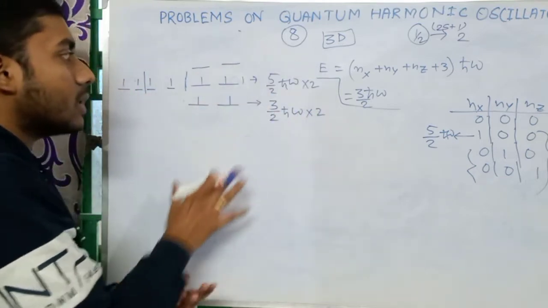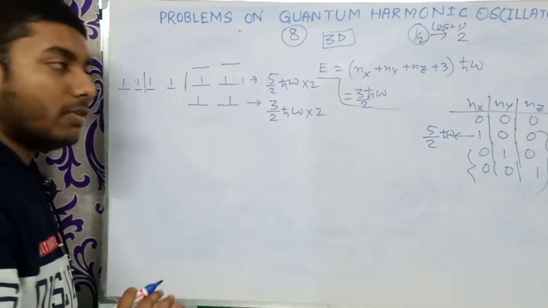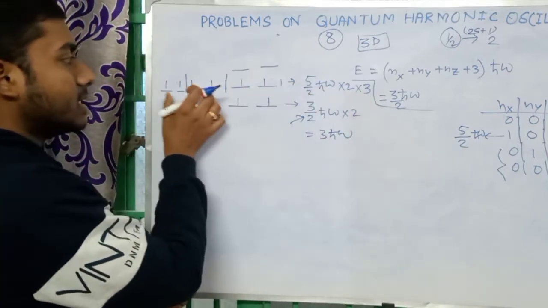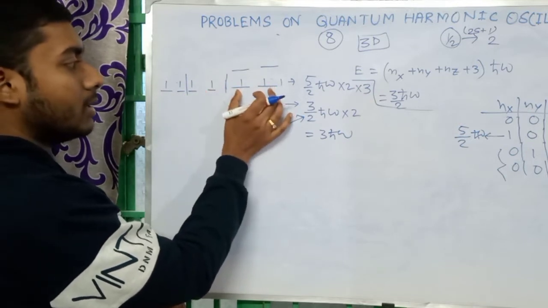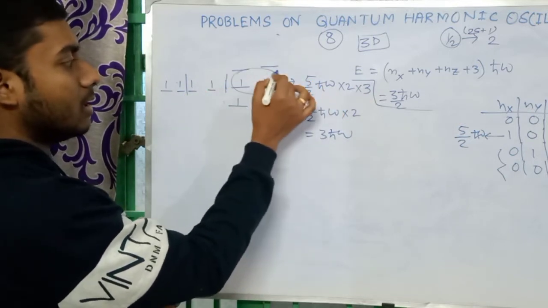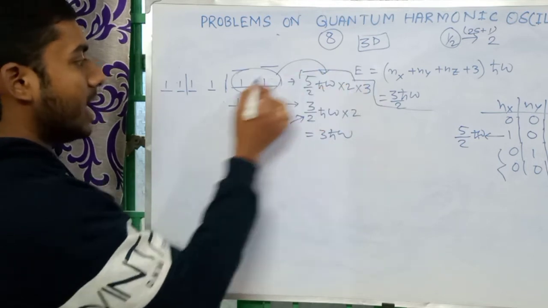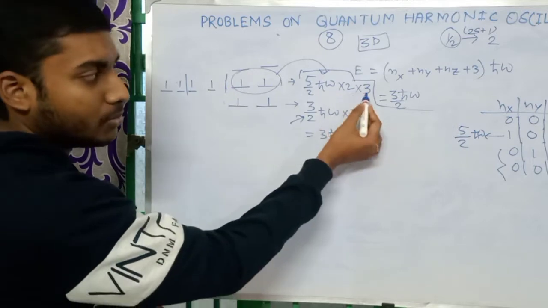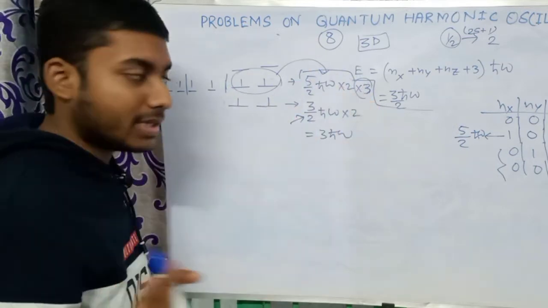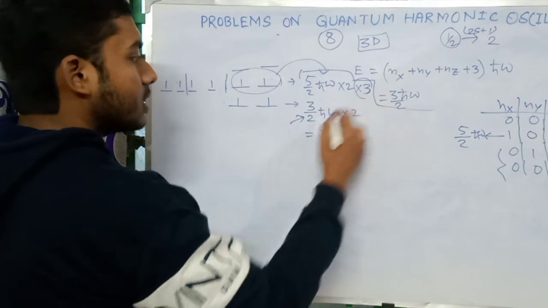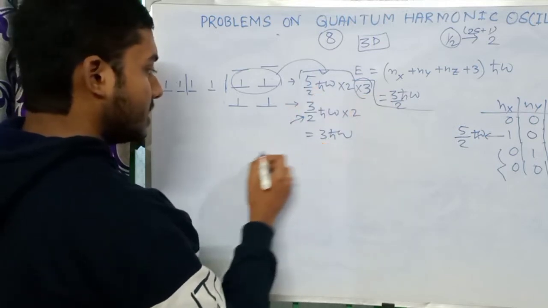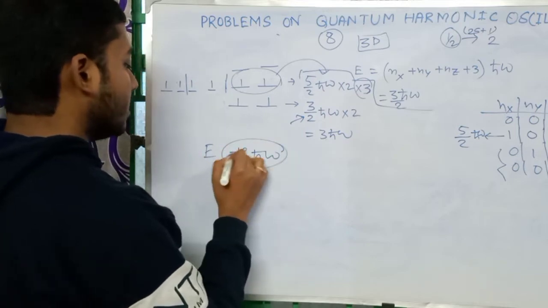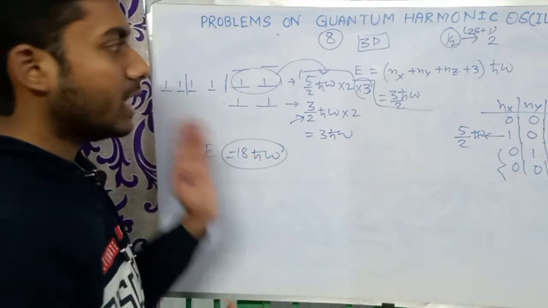So what is the ground state energy of this configuration? This is 3 h cross omega, and as I have discussed here, the energy for this is these two, and as there are 3 like this, I have multiplied it by 3. I think you can understand that. So this will be 15 plus 3, that means 18 h cross omega, the total energy. So the total energy of this configuration will be 18 h cross omega. So that is our answer.